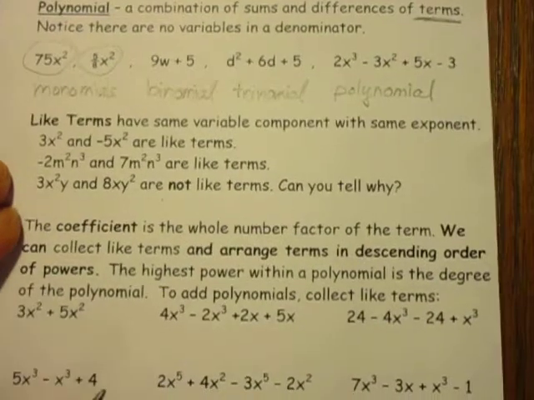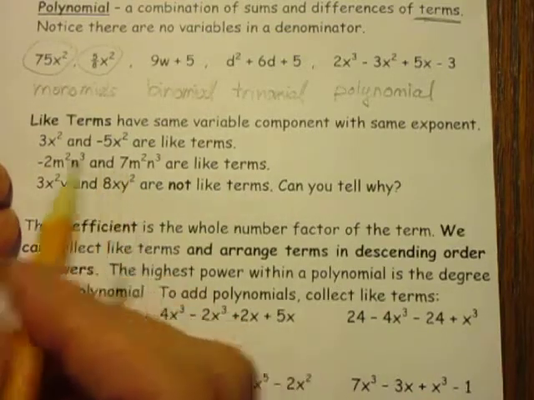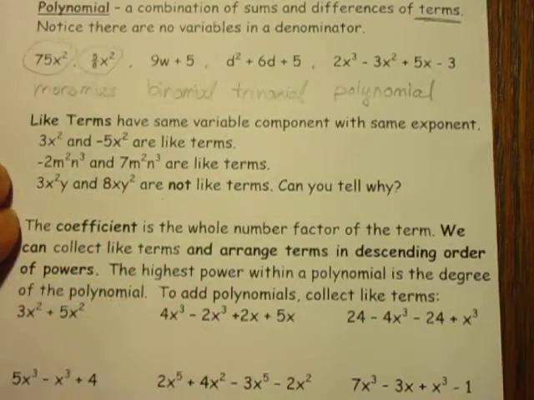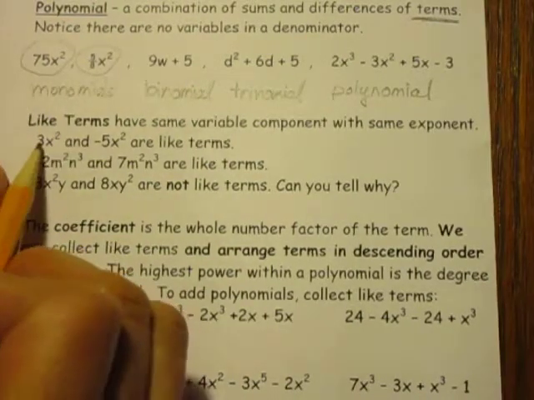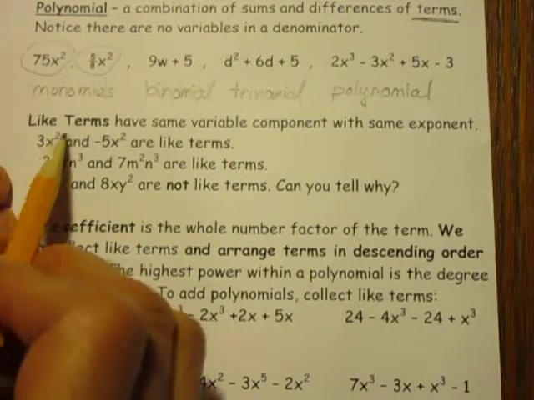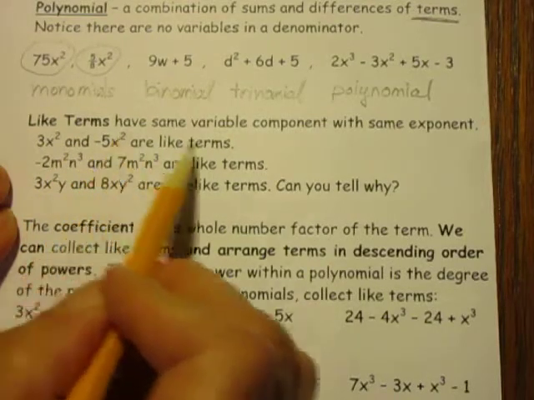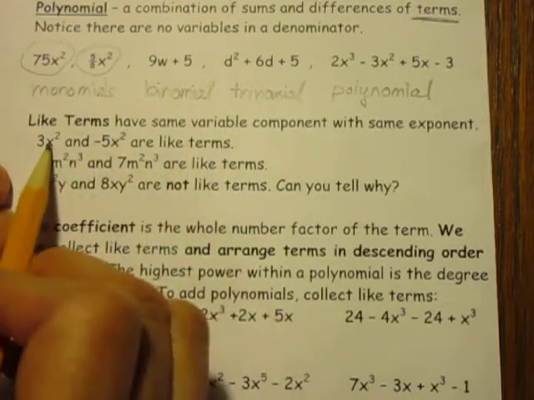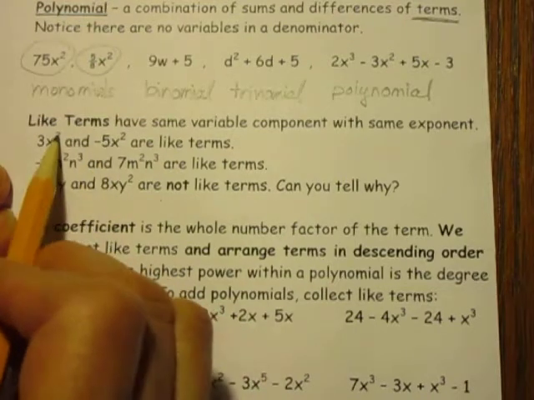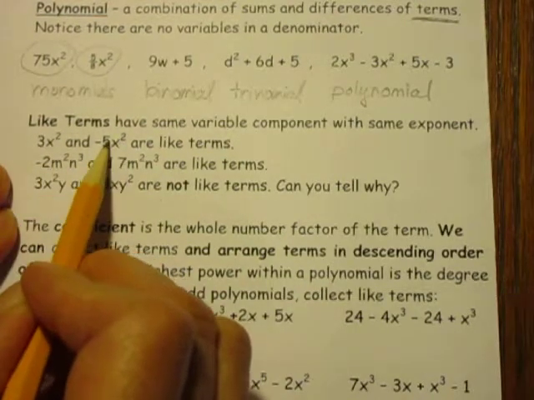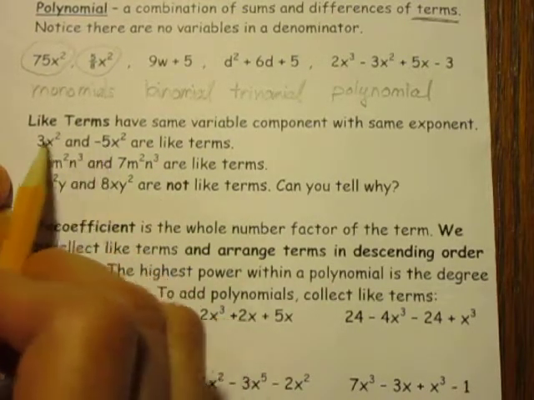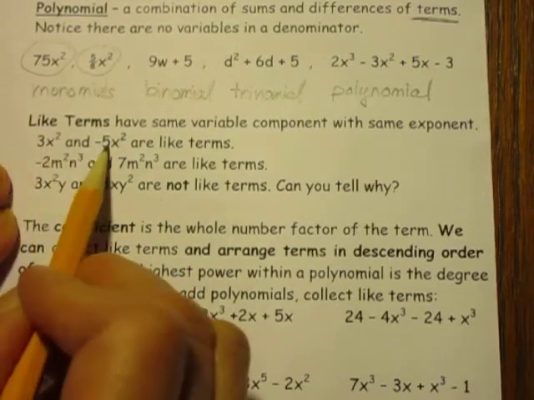Okay, now we're going to talk about like terms. We've talked about this before, and we've collected like terms before. But now we want to take a little closer look, because that like term applies to the exponent makeup as well. So we're going to look at something like 3x squared and negative 5x squared. They are like terms because they have the same variable as well as the exponent makeup. And we could actually collect them if we wanted to by collecting these coefficients out front.